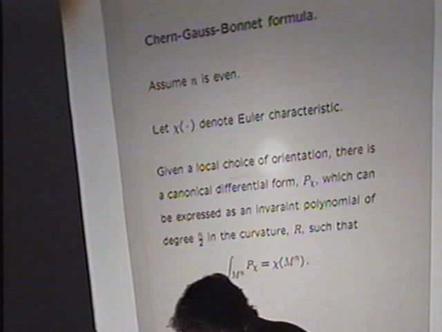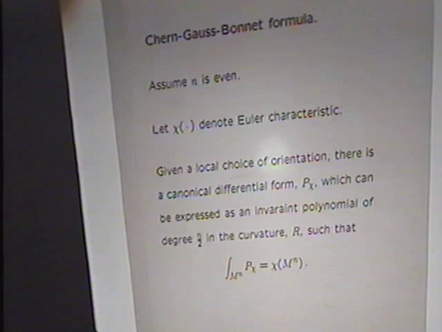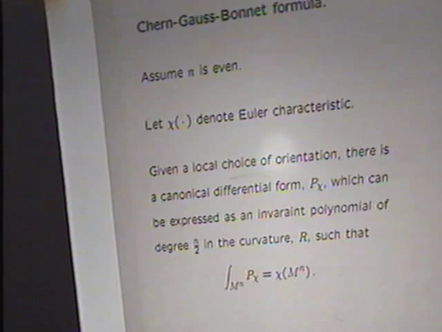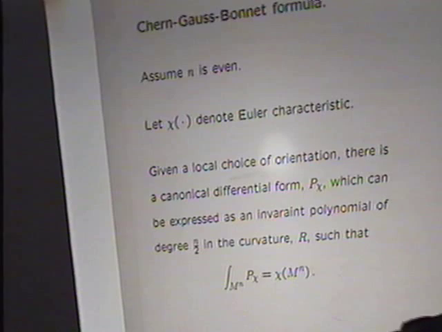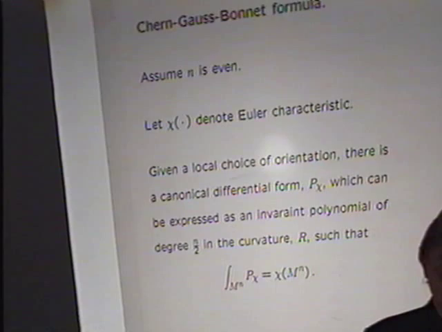So let me remind you about the Gauss-Bonnet formula. There is this differential form that depends on a local choice of orientation, and since integration also does this, the integral is independent of it. So up to orientation, there's a canonical polynomial form in the curvature whose integral is the Euler characteristic. That's the Chern-Gauss-Bonnet formula.